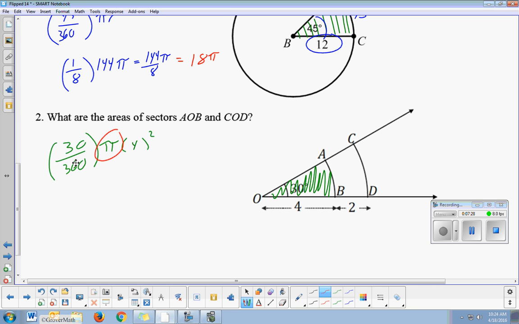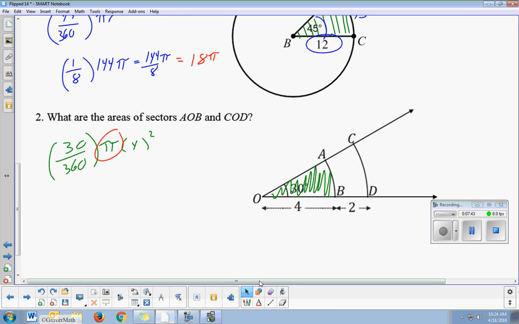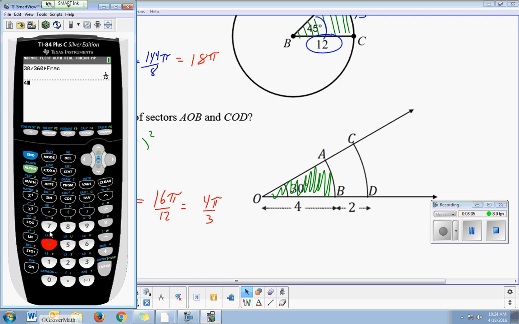But 30 out of 360, how many times does 30 go into 360? I think that would be maybe a twelfth, but I don't have to guess. 30 out of 360 is, math, double enter, a twelfth. So it is 1/12 of 16 pi, which is what 4 squared times pi is. A twelfth of 16 pi is 16 pi over 12, and that can certainly be reduced, dividing both by 4. That's 4 pi over 3. And if I want to make that, let's say 4 pi divided by 3 in my calculator, that comes out to be 4.2 if I want to round to the nearest tenth.